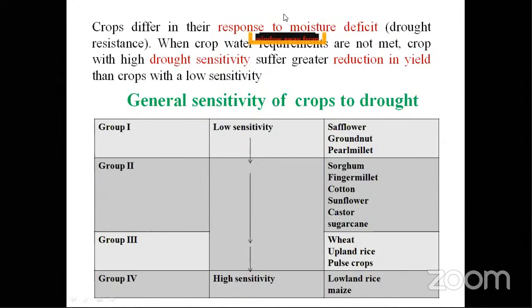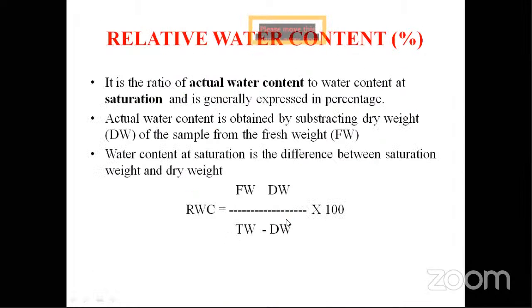And next is semi-sensitive, that is sorghum, finger millet, cotton, sunflower, castor, sugar cane. Next is wheat, upland rice, and pulse crops. They are medium sensitive to drought conditions. Next one is lowland rice and maize. They are very highly sensitive to droughts. So under drought conditions, we cannot grow lowland rice as well as maize.